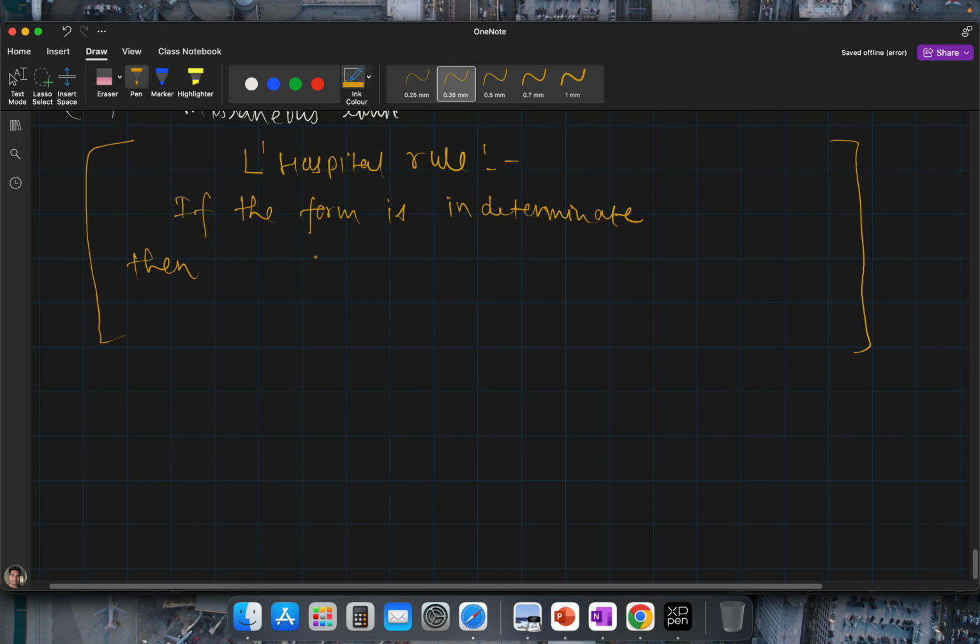If you look at the options and you see that there is an option of limit doesn't exist, then you have to be very careful at that point. If there is no such option, then fine.